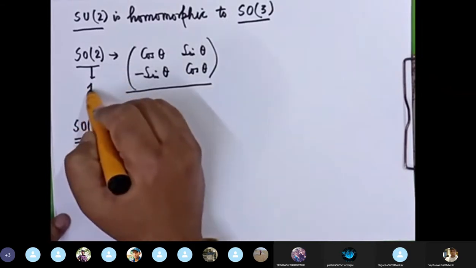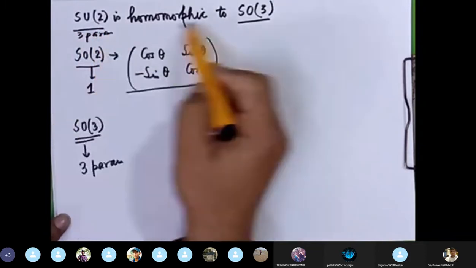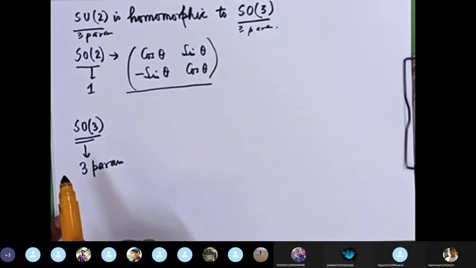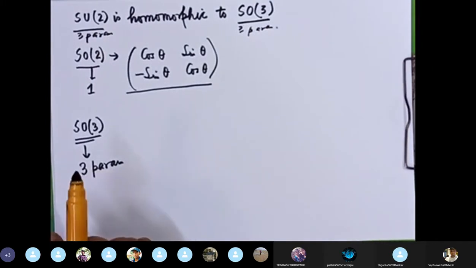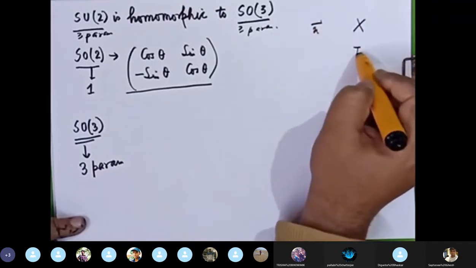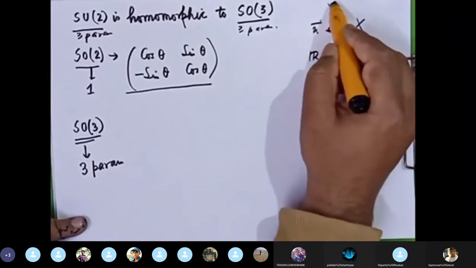For SO2 you need 1 parameter. You need 3 parameters for SO3. Now, okay, let me tell you this. These 3 numbers x1, x2, x3, which earlier you were seeing, you are giving a meaning that it is a vector x in real space, and corresponding to these 3 numbers you can associate a traceless Hermitian matrix in this space. They are connected by 3 numbers.